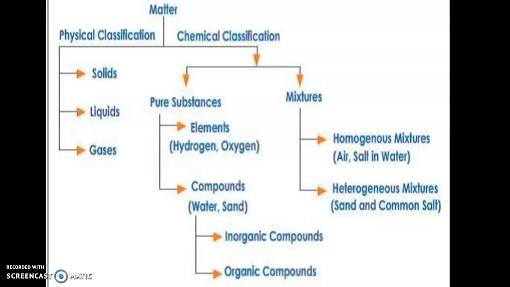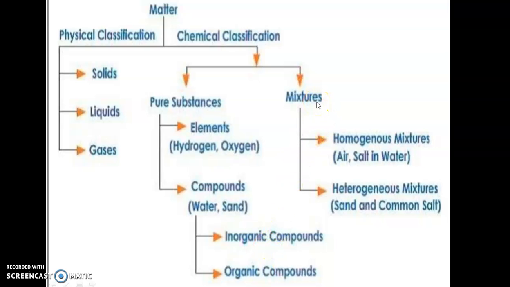Now we see the classification of matter. Matter is classified into physical classification and chemical classification. In physical classification we categorize solid, liquid and gases. But in chemical classification, matter is classified into pure substances and mixtures. Pure substances are again divided into 2 branches: elements, that is hydrogen, oxygen, sulfur, etc., and compounds, that is water, sand, etc. Again compounds are divided into inorganic compounds and organic compounds.